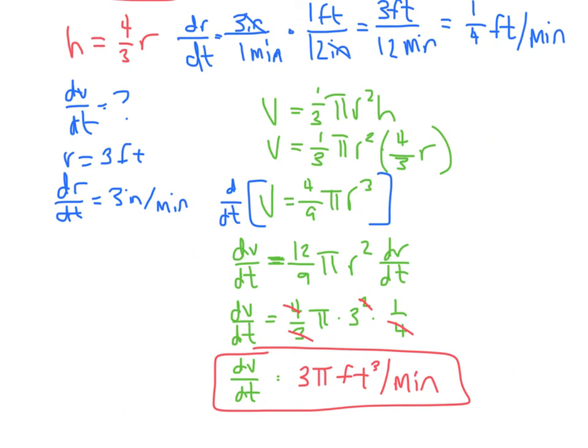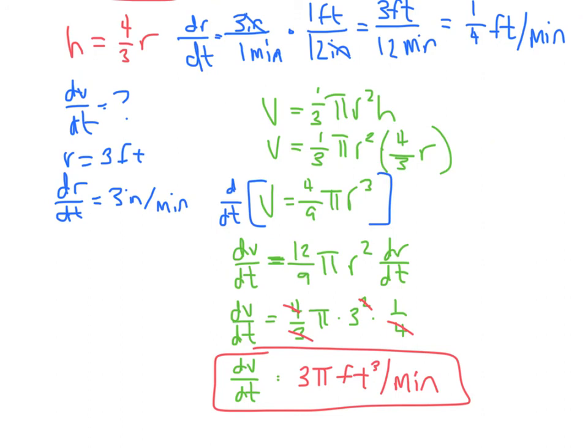Okay, so let's take a look at what I came up with, and hopefully it matches what you came up with. So if you look here, I took my volume formula. I replaced the height with the 4/3 r. I cleaned that up and made that 4/9 pi r cubed. Then I took the derivative of that with respect to time. So that gave me this equation, dV/dt equals, I multiplied 4/9 times 3 and got 12/9 pi r squared, and then dr/dt.